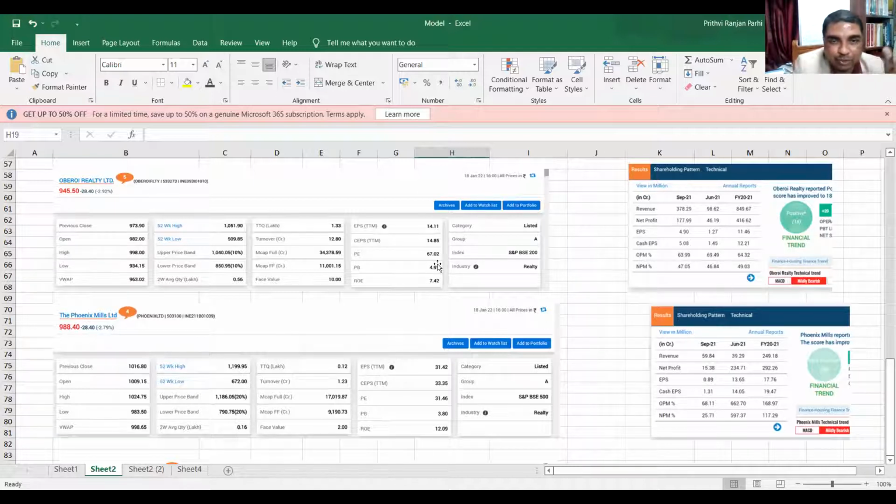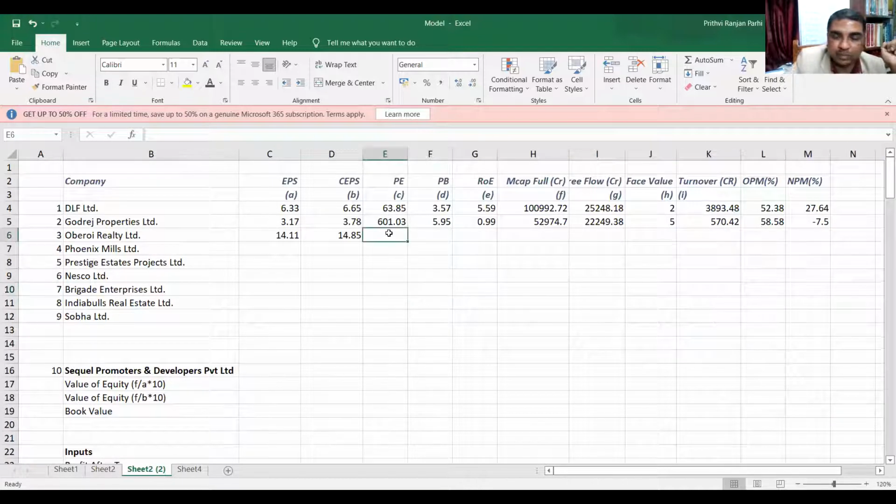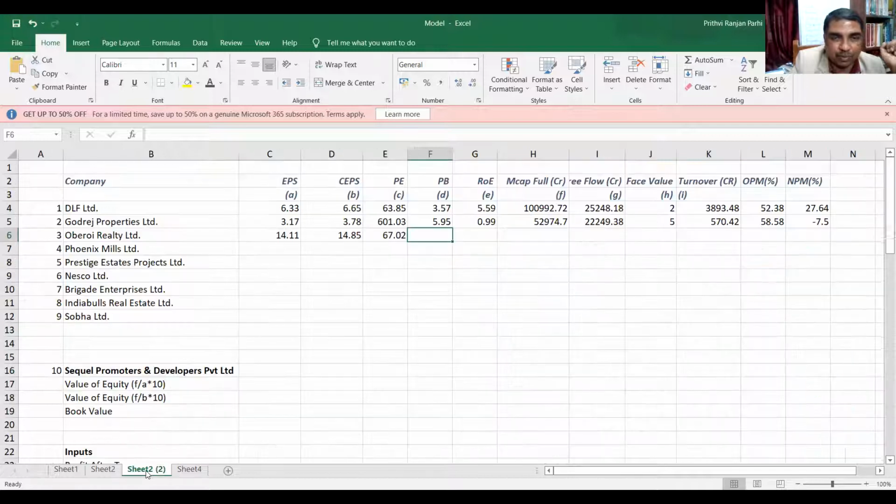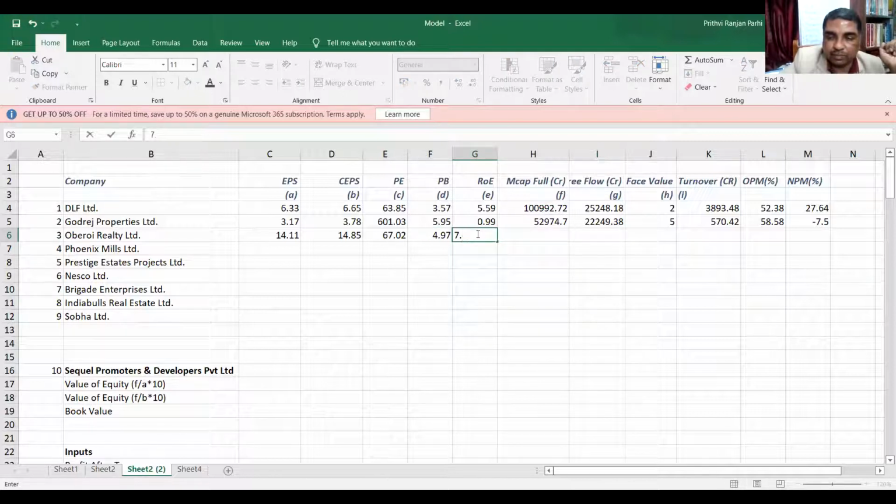It's 16.02, 4.97, and 67.02, then 4.97 and 7.4. Okay, can you remember? 67.02, next 4.97 and 7.4. Then full market cap.